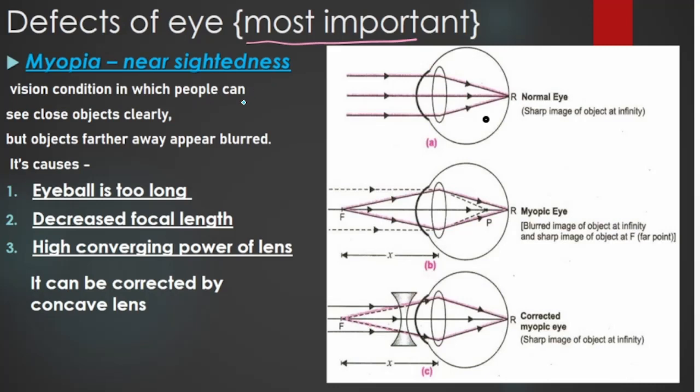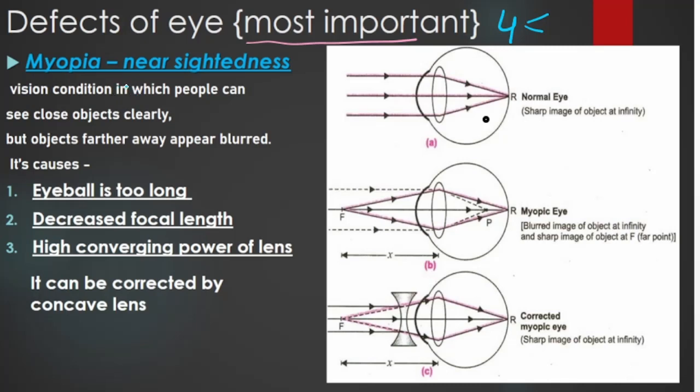Defects of eye, we have 4 types of defects of eye in this chapter. First is myopia, then hypermetropia, after that presbyopia, finally cataract. So let us first focus on myopia.